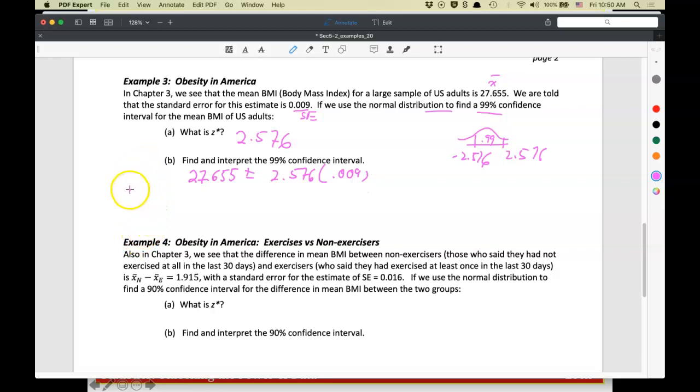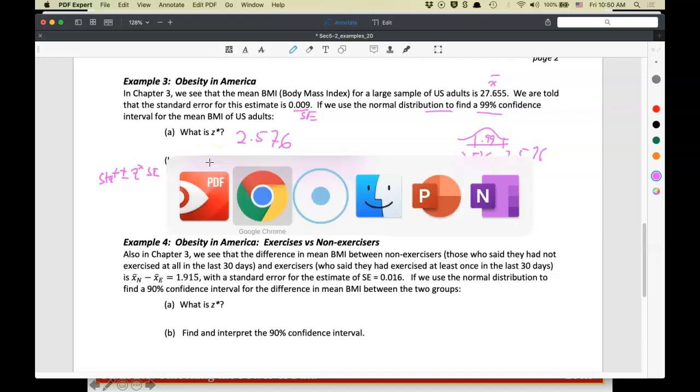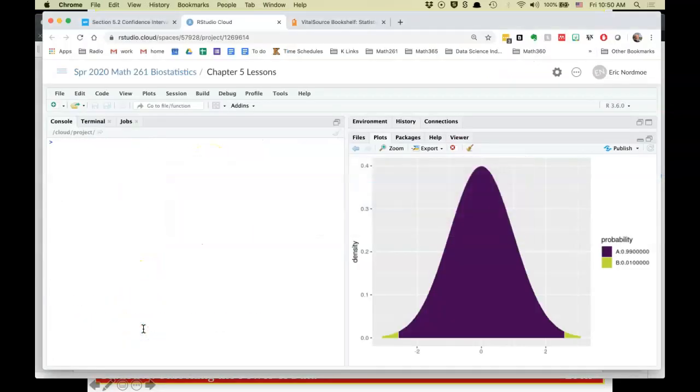Okay, so let's see what we have here. This is 27.65, right? So that's a stat, plus or minus Z star SE. Okay, so let's do the calculation. I'll just do that in R, and I can show you something there too.